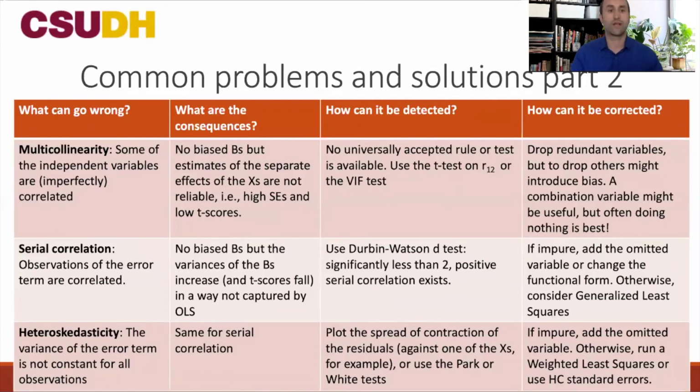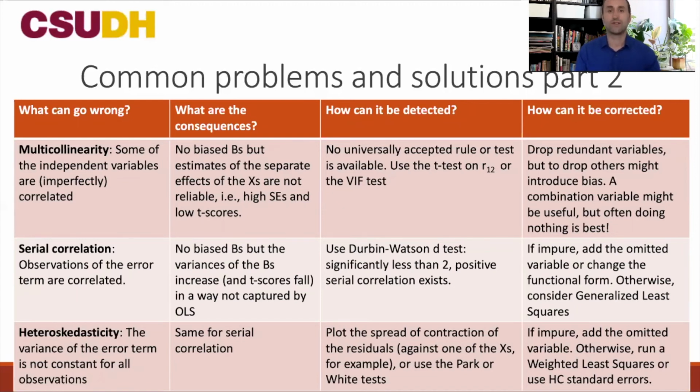So the fourth problem is one that we touched upon in the assumptions, that of multicollinearity, i.e. that some of the independent variables are imperfectly correlated. So the consequences here are not as dire. The beta values, the coefficients, are not biased, but the estimates of the separate effects of the variables are not reliable. It's very tricky to detect.